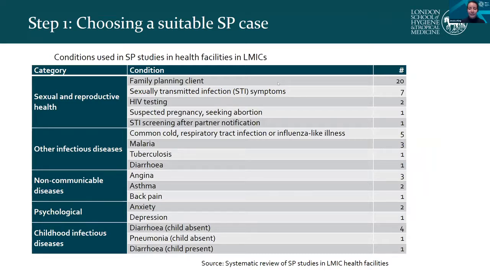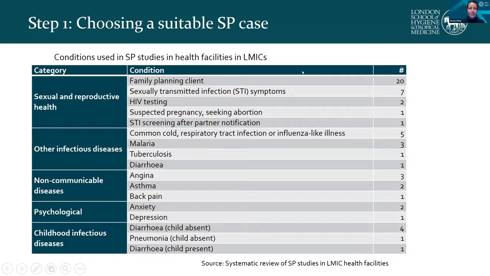So family planning clients are a very common type, partly because they're so easy to implement, but also because so many interventions have got to improve family planning quality. But we can see a lot of infectious diseases as well, things like upper respiratory tract infections, malaria and TB, as well as some non-communicable diseases, but they become less and less common, which just demonstrates the focus of interventions really in low and middle income countries.